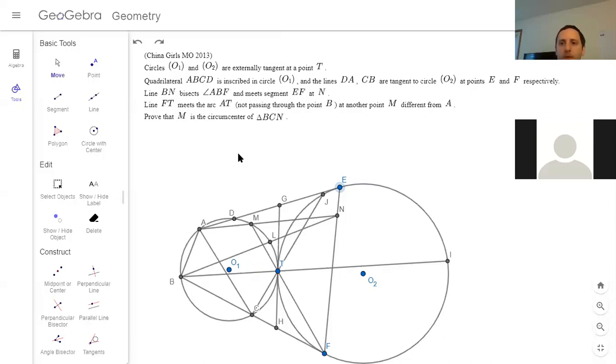Oh, okay. So yeah, what if we let N be the excenter and then we show that E, N, and F are collinear? That might be, so we could start by letting N be the excenter. Then it might not be that hard to show that A, M, and N are collinear. And then we could try to show N lies on EF.